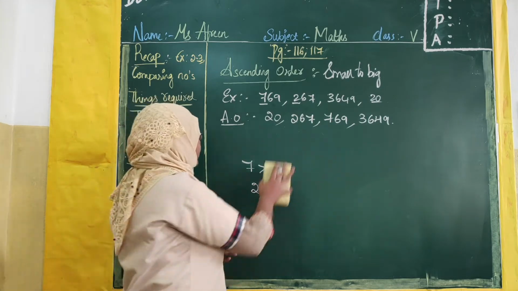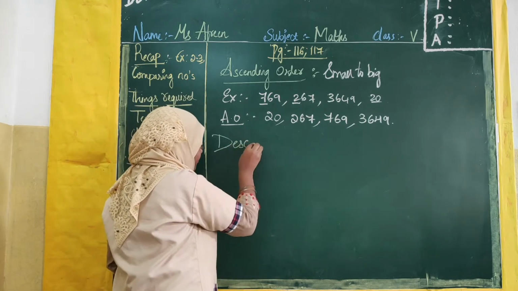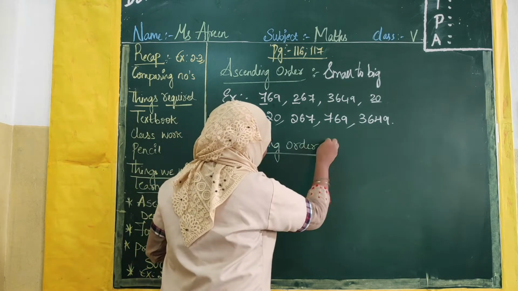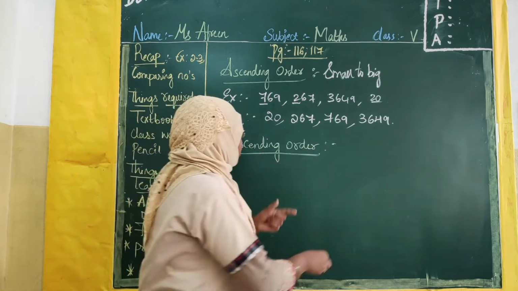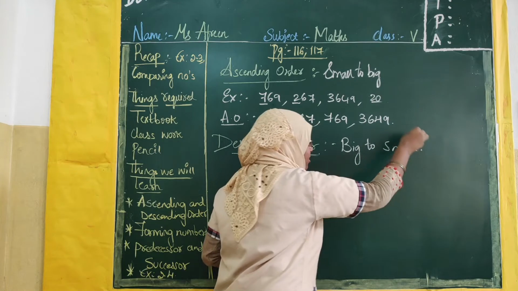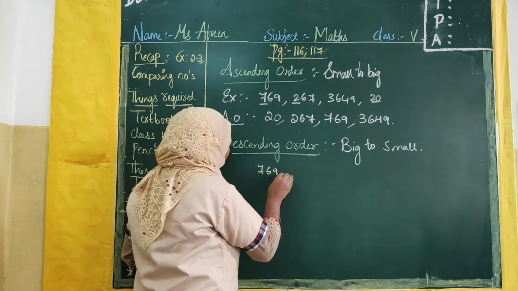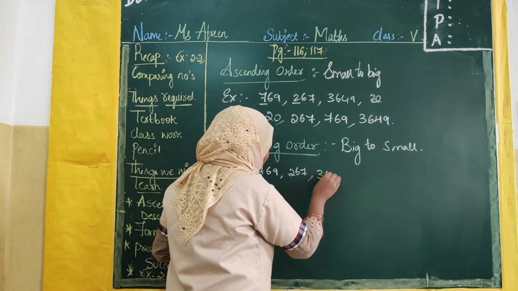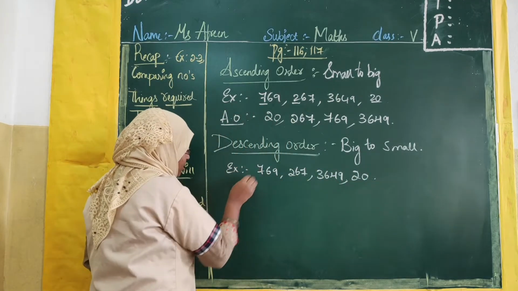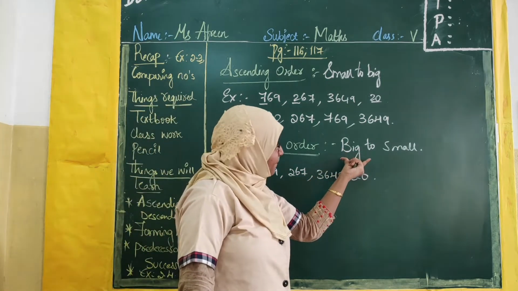Now let us see how we write descending order. Descending order is the vice versa of ascending order. In ascending order, we have written from small to big. So in descending order, we will write from big to small. Here also it is arrangement of numbers, but from big to small. Take the same example: 769, 267, 3649, and last 20. Now we want descending order. What is descending order? Arrangement of numbers from big to small.